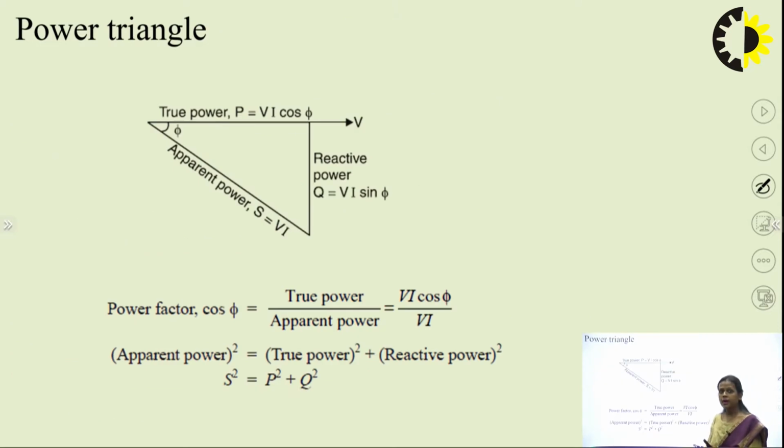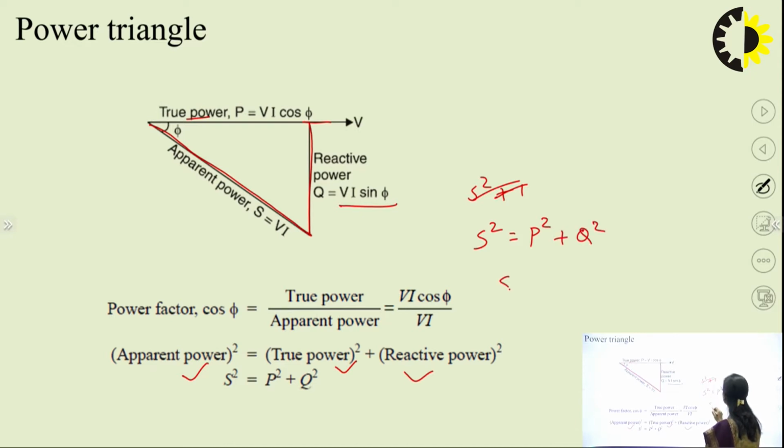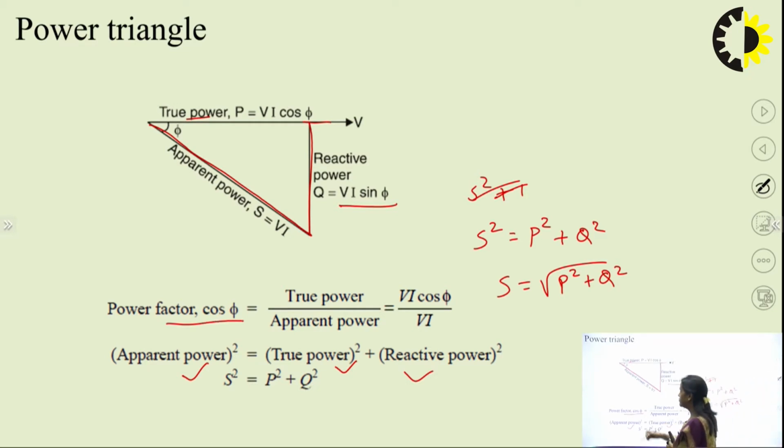So now here we can draw the power triangle. In the power triangle, you can draw the true power, VI cos phi, on this axis. Then reactive power, VI sin phi, and the result of this is apparent power. So S square is equal to P square plus Q square, or S is equal to under root P square plus Q square. So this is the relation between these three powers.